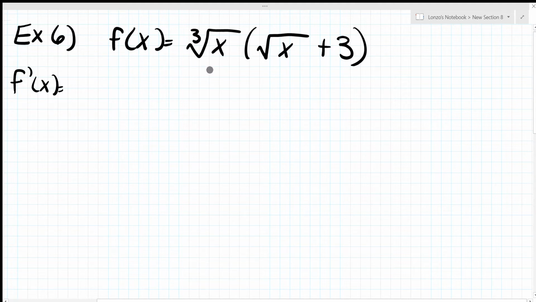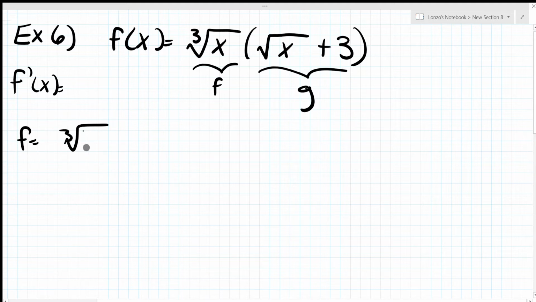So first, to use the product rule, you've got to find your f. So this is my f, and then this whole thing is my g, right? So let's distinguish it. f is the cube root of x, and then g is the square root of x plus 3.